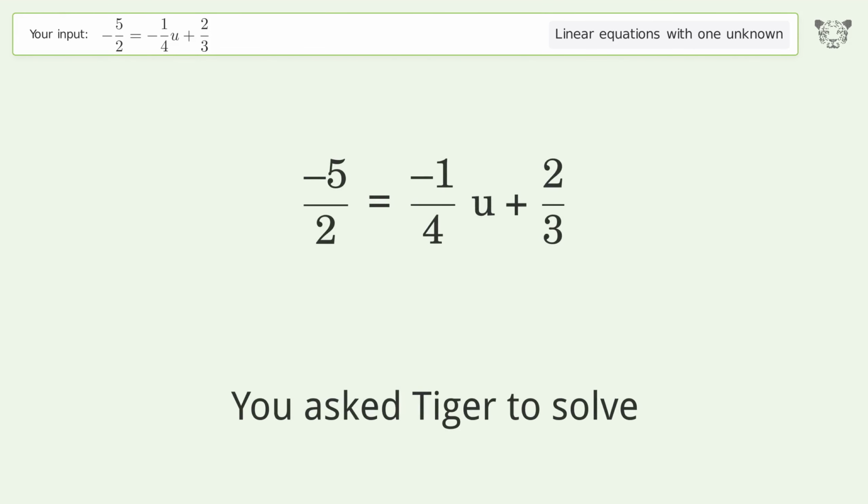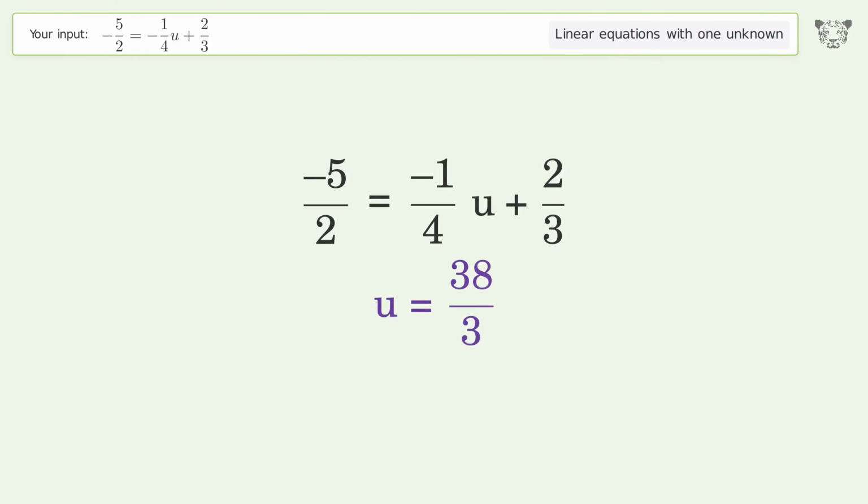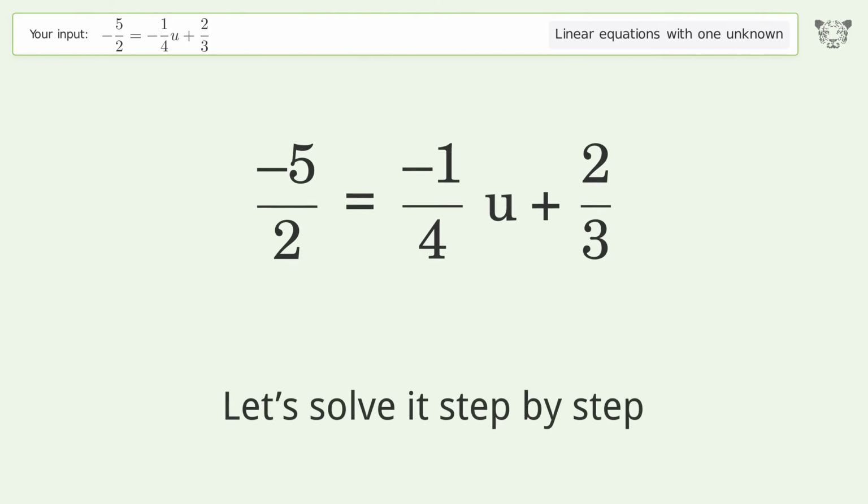You ask Tiger to solve. This deals with linear equations with one unknown. The final result is u equals 38/3. Let's solve it step by step.